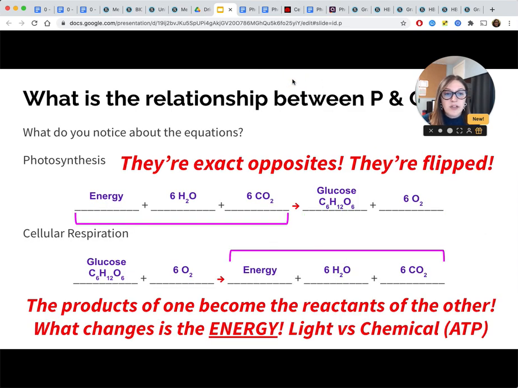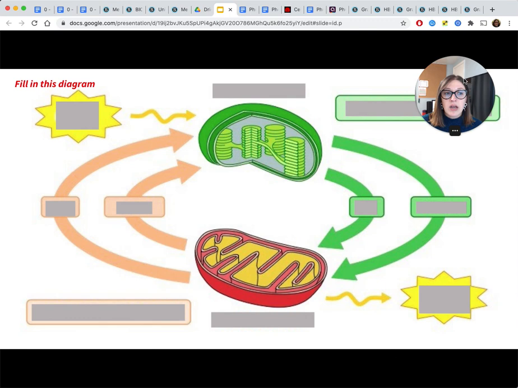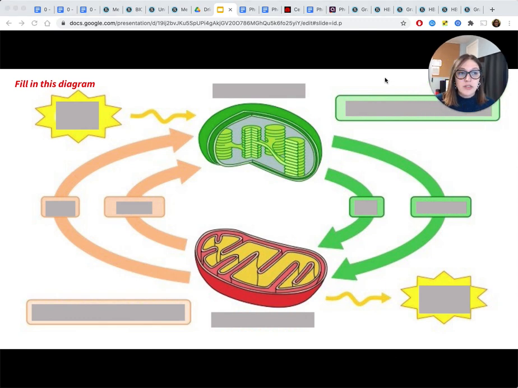All right, so we've talked a little bit about the relationship between the equations. I want you to apply what you've learned to fill in this diagram. For example, what is the source of energy that goes into this organelle? So what is the name of this organelle? That would be right here. This is the name of the process. These are the two things that are cycled between this process and the next process. So see if you can fill in this diagram from memory. So pause the video.